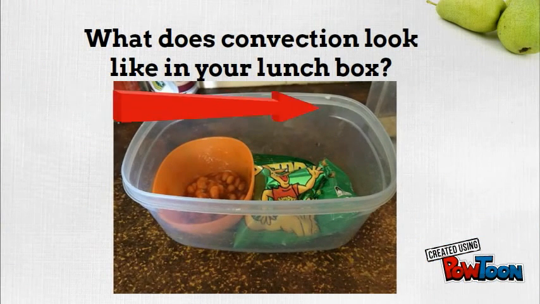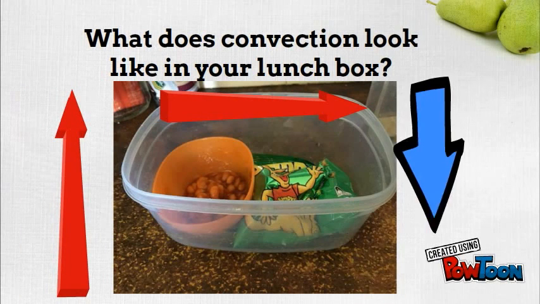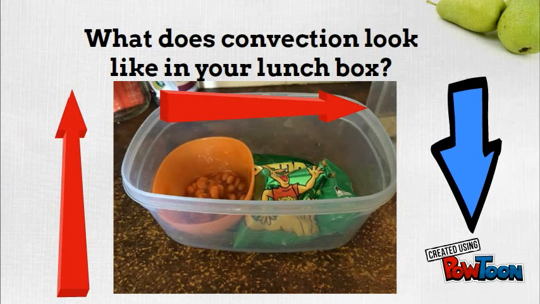What does convection look like in your lunchbox? Well, from the beans, the hot air rises. It hits the top of the lunchbox, travels across to the packet of chips. The air then cools down and sinks to the bottom of the lunchbox.